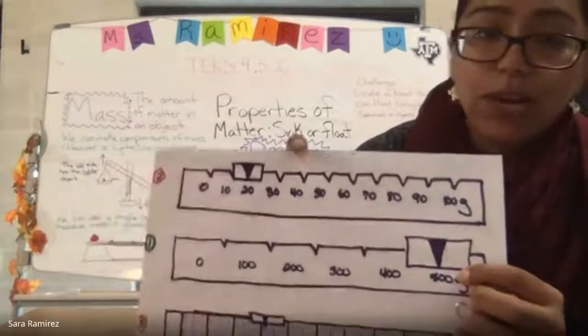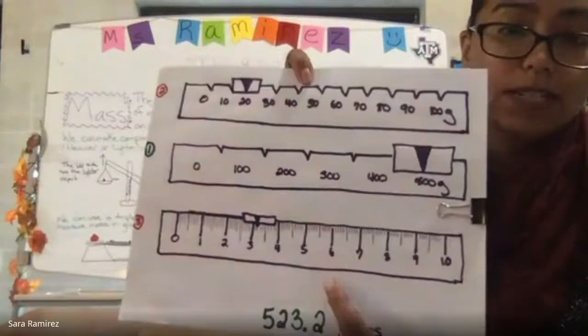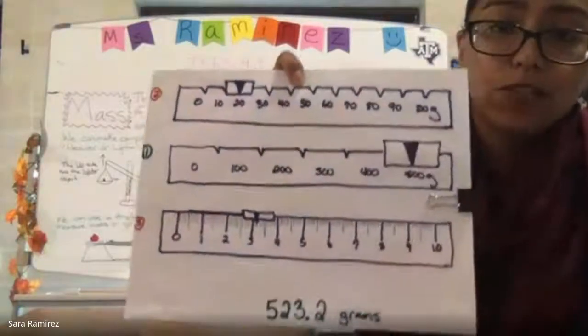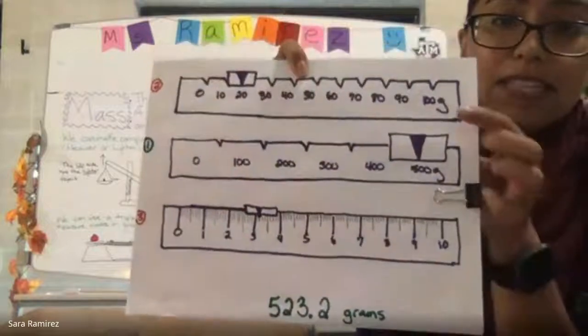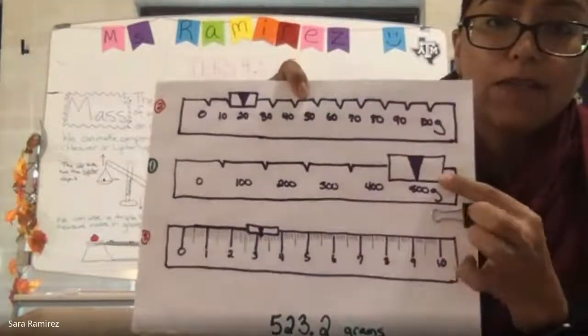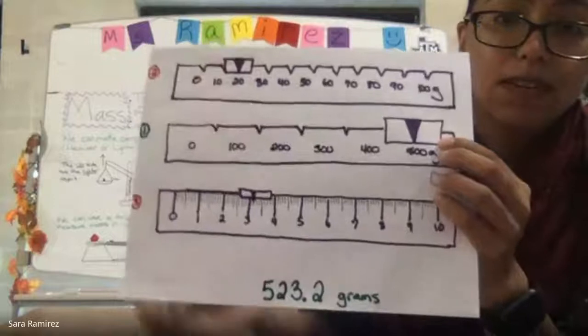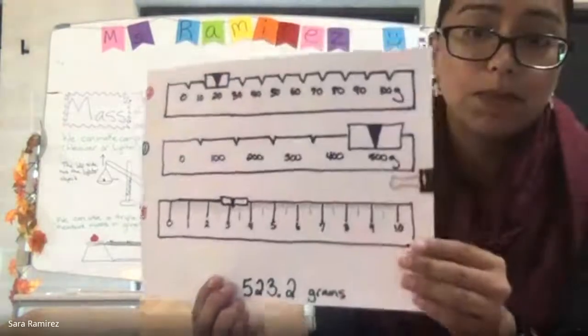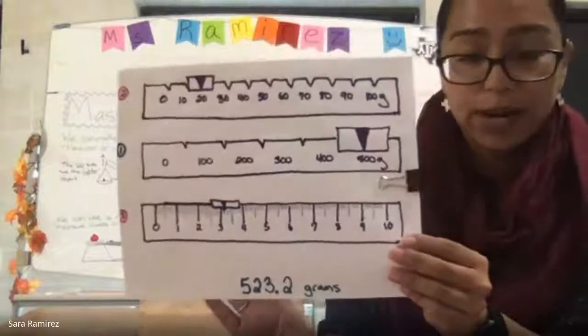Once you have that one read, you're going to move up to the front sliding bar, and this one is in ones. So once you've read all 3 of these, you're just going to put the numbers together. In this case, we have 520.3.2 grams. And mass can be measured in grams or kilograms.